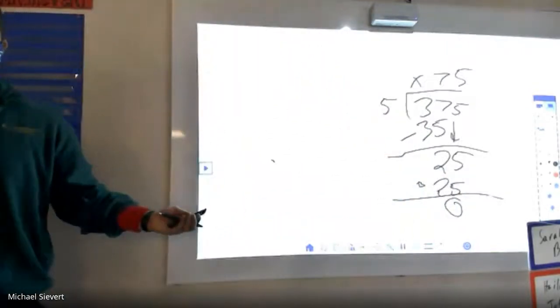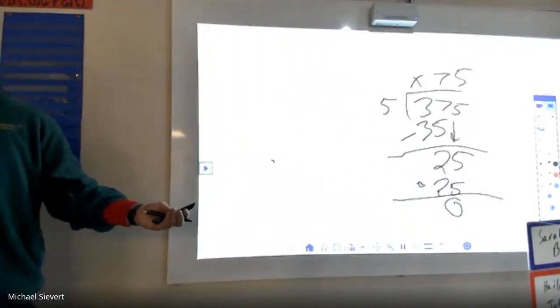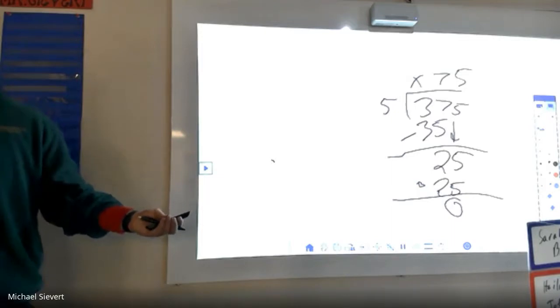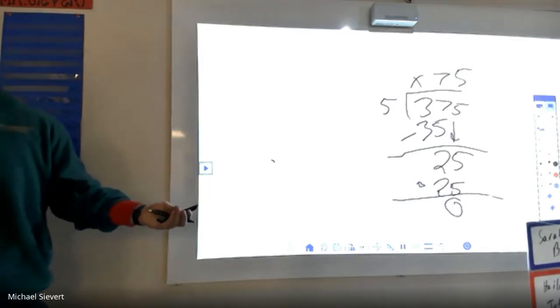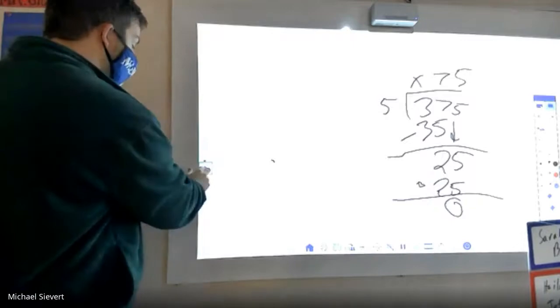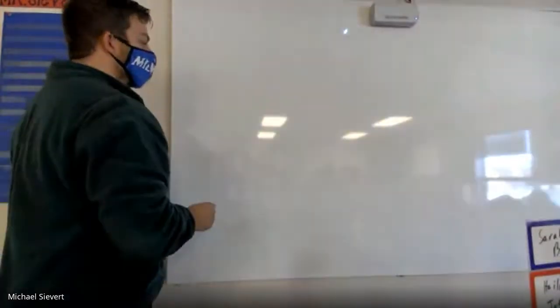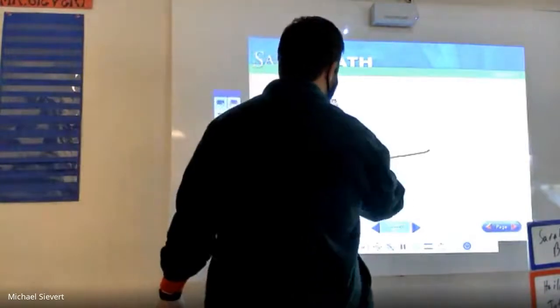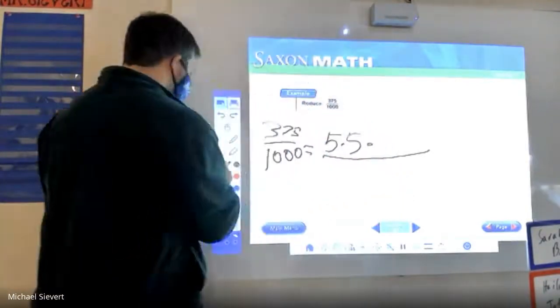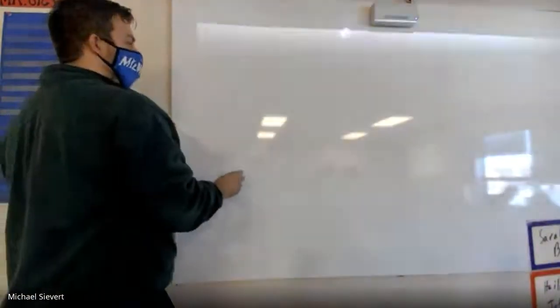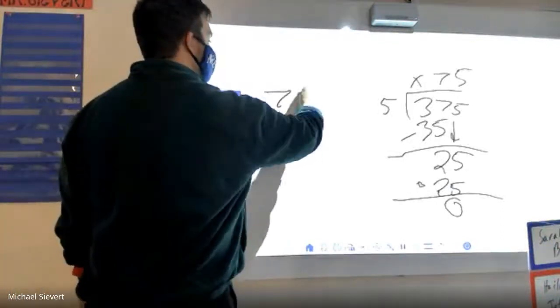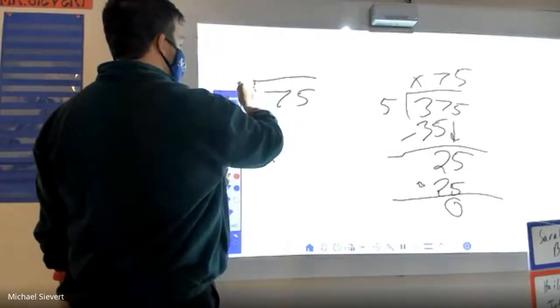Can we reduce 75? By what? London, yes. You can divide it by 5 again. So I'm going to go back to my other page. I'm going to write down another 5. Back to here. Take 75 and divide it by 5.